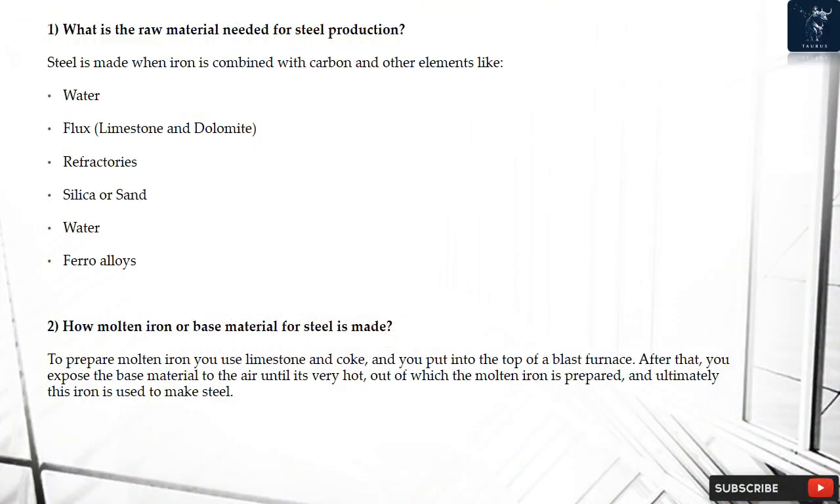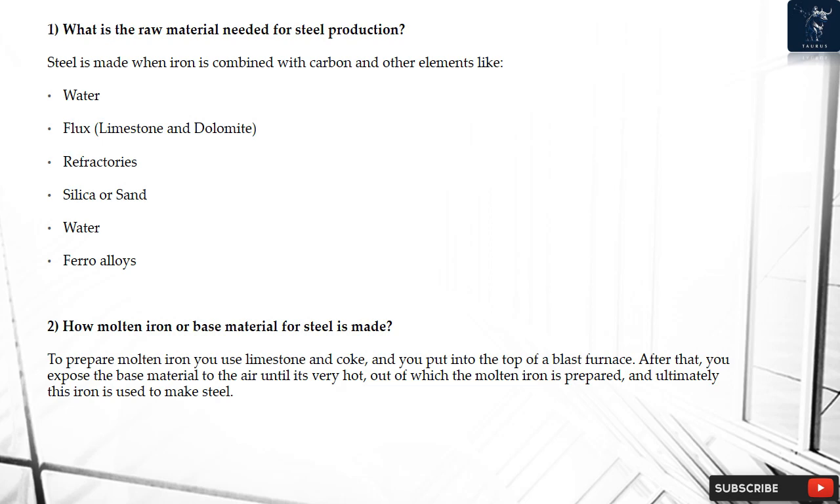1. What is the raw material needed for steel production? Steel is made when iron is combined with carbon and other elements like water, flux, limestone and dolomite. Refractories: silica or sand, water, ferroalloys.